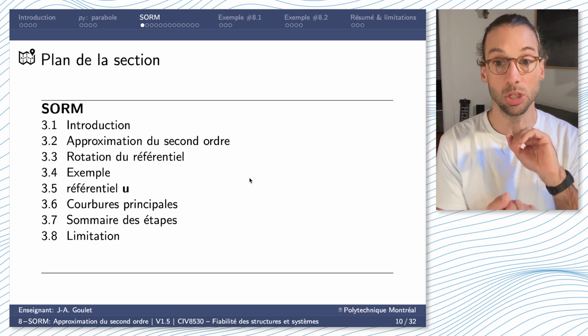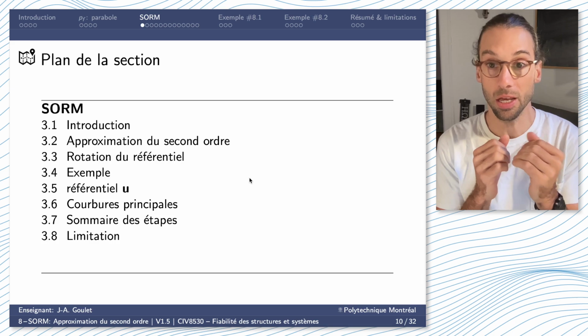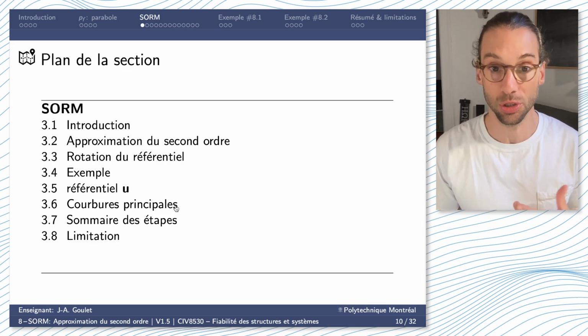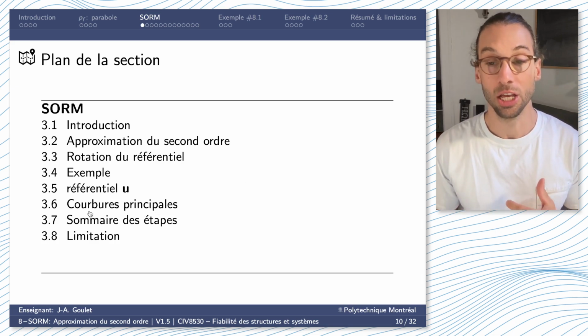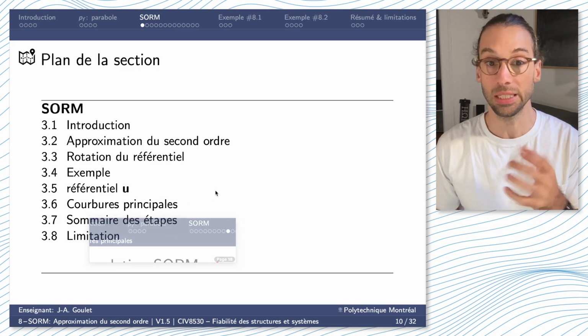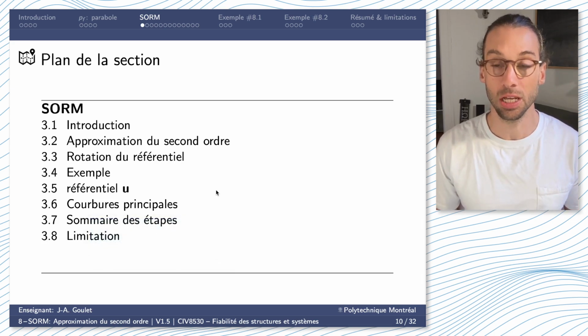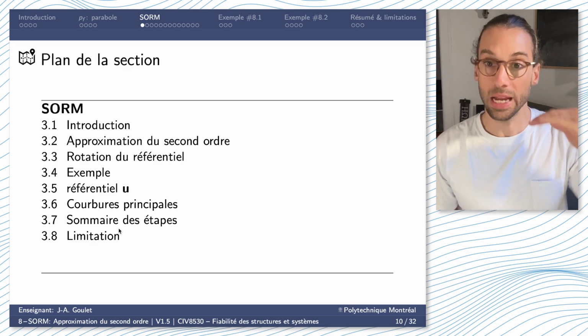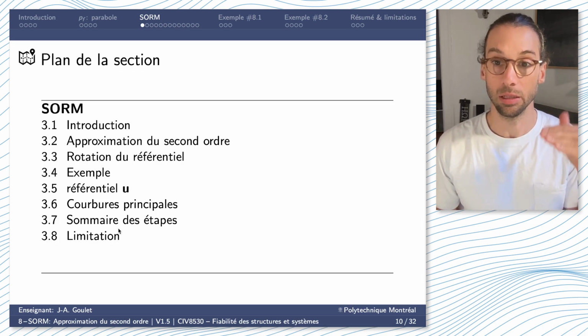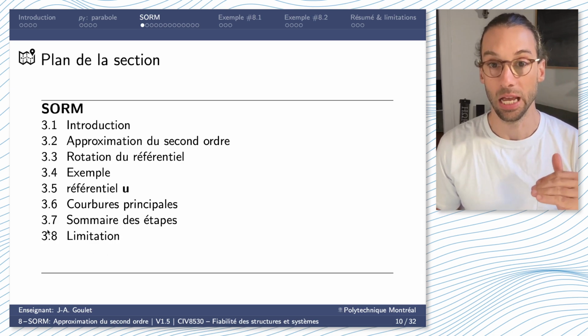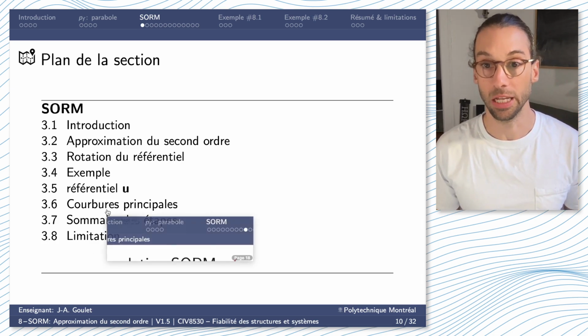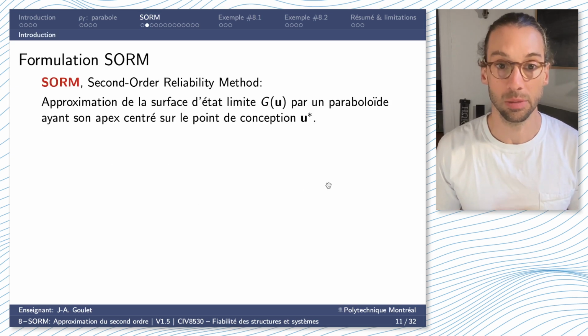That transformation is not uniquely a rotation, it's going to be an eigenvalue decomposition. So we're going to see how we can extract the principal curvature using that eigenvalue decomposition. And then we're going to break down the complete SORM method in a list of steps. And we're going to finally cover what the limitations associated with this method are.